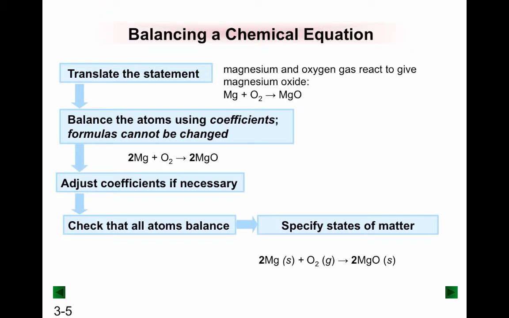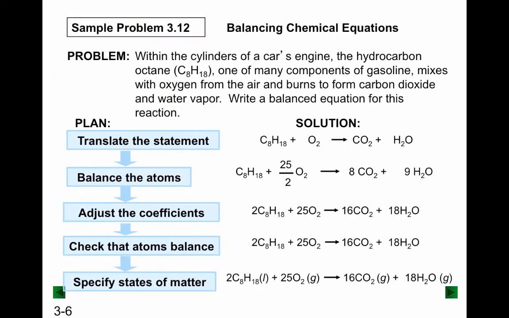Most of the time, the state of matter will be given to you in the chemical statement, which is true for our statement. It stated we have magnesium wire, which is a solid, oxygen gas, enough said, and powdery magnesium oxide, which implies our product is also a solid. Put in the states of matter and we are done balancing this equation. So now let's work through a sample problem.